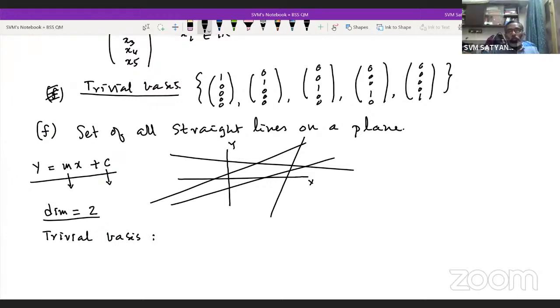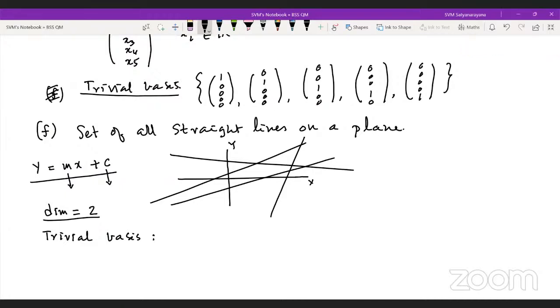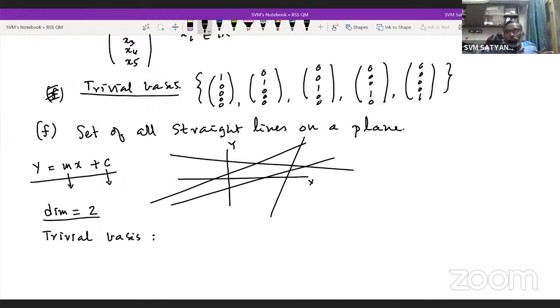So I want to understand that. See, now here an element is a straight line, right? Understand that here a vector is a straight line. In the previous example, vector is a map. Here vector is a straight line. That means basis vector also should be a straight line, no? So tell me the equation of those 2 straight lines which can be considered as a trivial basis.